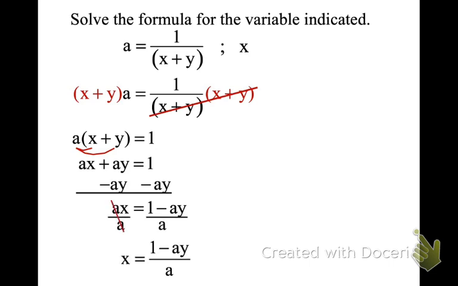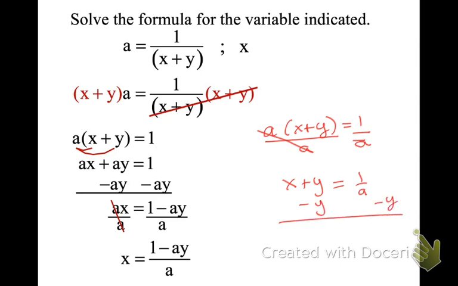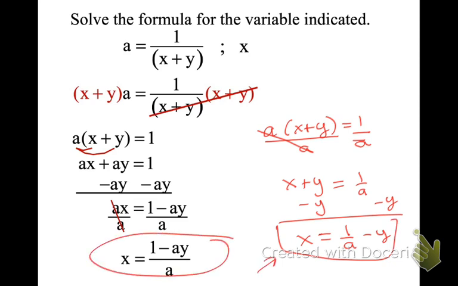Now, let me show you another way. Right here, since a is being multiplied, you could have divided both sides by a. And then you get x plus y equals 1 over a. And then subtract y, x equals 1 over a minus y. These are equivalent statements. This is just reduced. I would accept either.